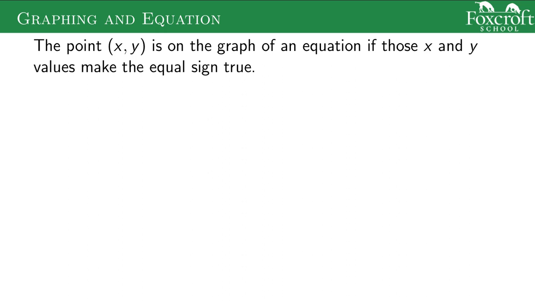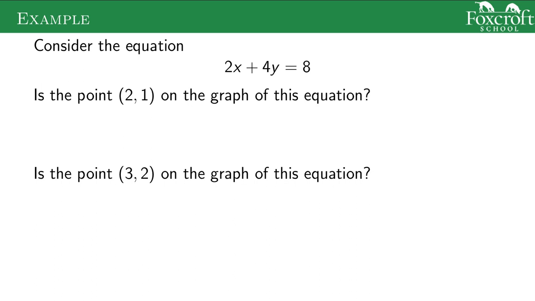To graph an equation, the point (x, y) is on the graph of an equation if those x and y values make the equal sign of the equation true. Consider this equation: 2x + 4y = 8. Is the point (2, 1) going to be on the graph? I'm going to plug in 2 for x and 1 for y and see if the equal sign makes sense. 2 times 2 plus 4 times 1 equals 8. Simplifying, 2 times 2 is 4, 4 times 1 is 4, and I get 8 equals 8. Does 8 equals 8 make sense? Yes, it does. So this point is on the graph of the equation.